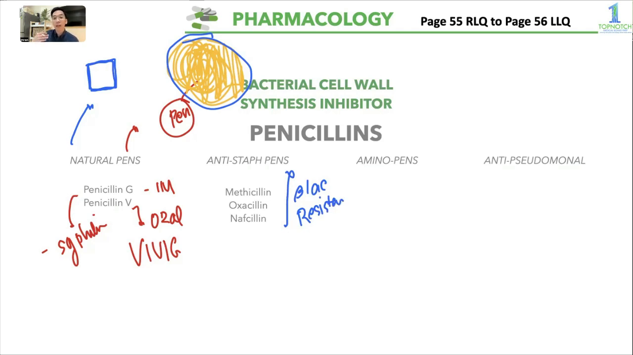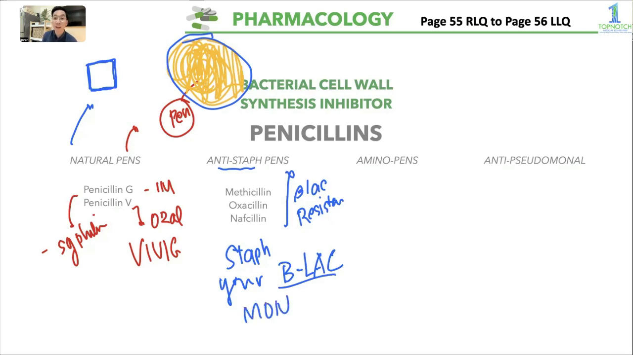However, dahil naglagay ka ng napakalaking molecule, nag-decrease yung kanilang coverage. Naging mas active lang sila sa staph. Kaya sila tinawag din na anti-staph pen. Ang palatandaan ko dito is your staph, okay? Your balak, okay? Balak means beta lactamase on Monday. Okay? Staph your balak on Monday.